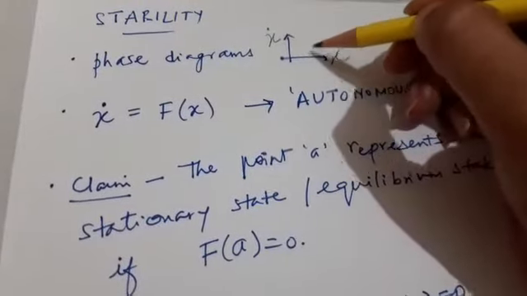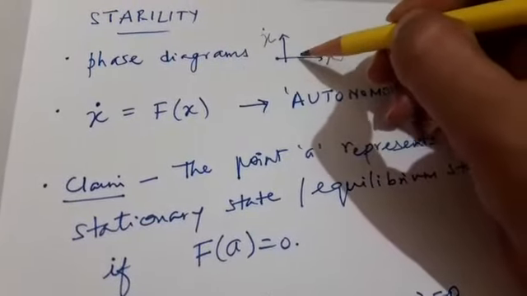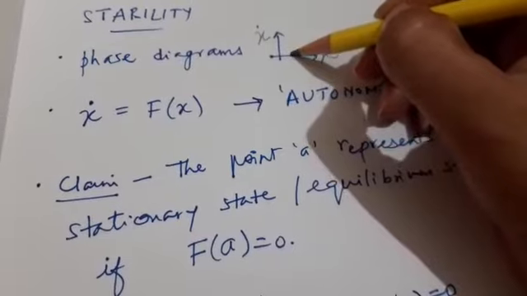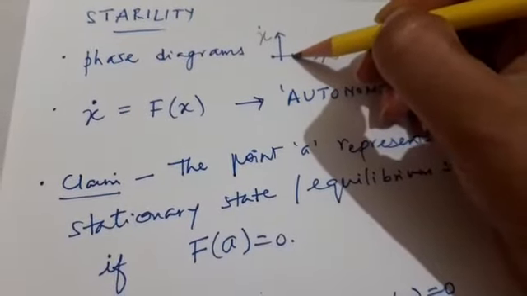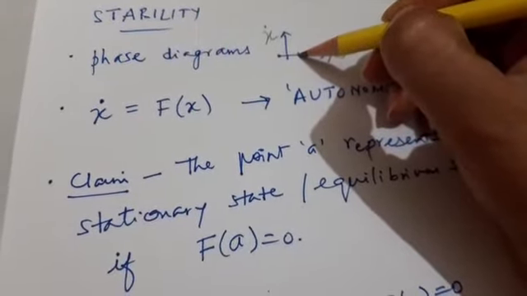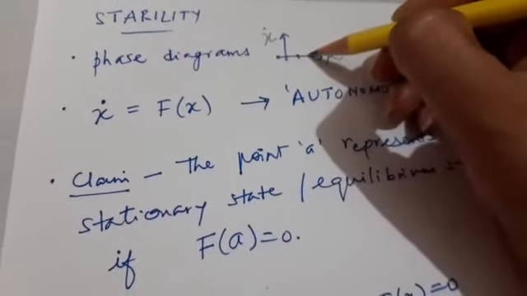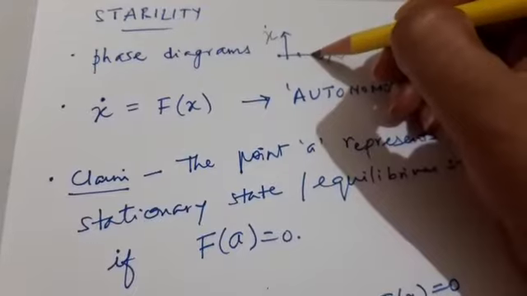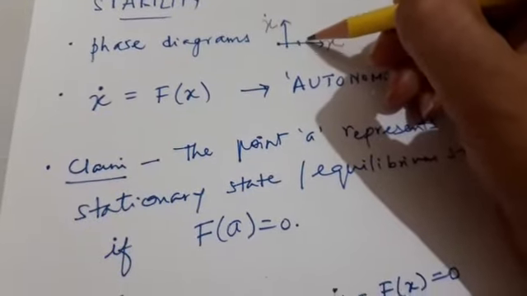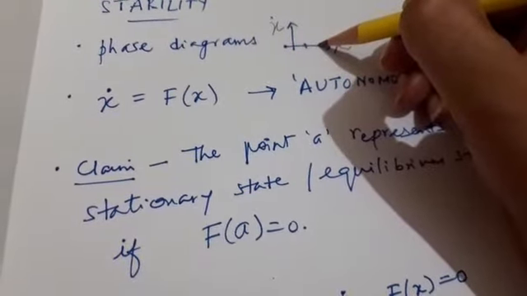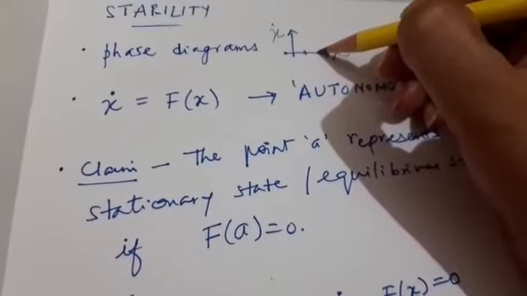Okay, and the idea of stability is that you will look at this phase diagram, whatever the graph looks like, and you're going to identify the equilibrium state as one where x dot is equal to 0. That's how we examined equilibrium states earlier also. So whatever point where x dot is 0, that will constitute our equilibrium state, and then we will examine stability with respect to that. Okay.